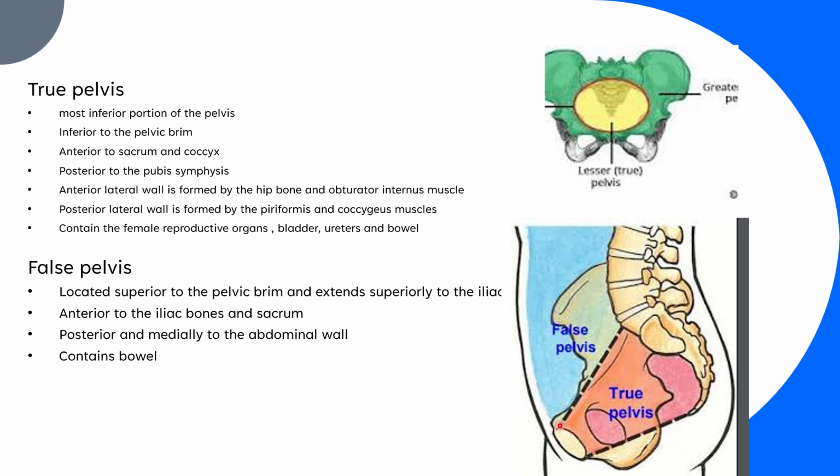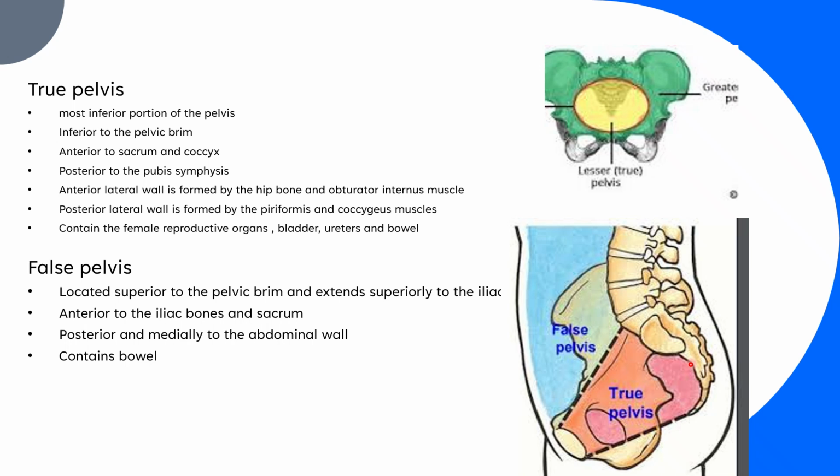Anteriorly, it's marked by the pubis symphysis here, and then posteriorly, it's marked by the sacrum. So we have our posterior border and our anterior border. Now, anterior and lateral, we're talking about this region here, we're going to have our hip bone and our obturator internus muscle. And then the posterior lateral wall will be demarcated by the piriformis and coccygeus muscles that come out here.